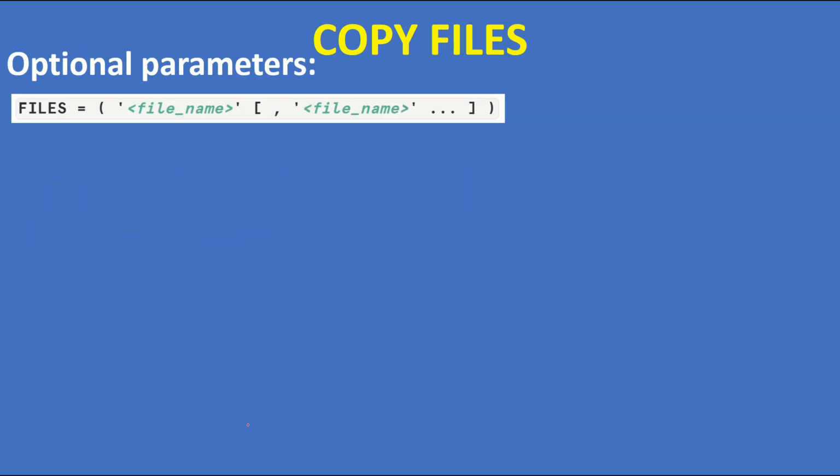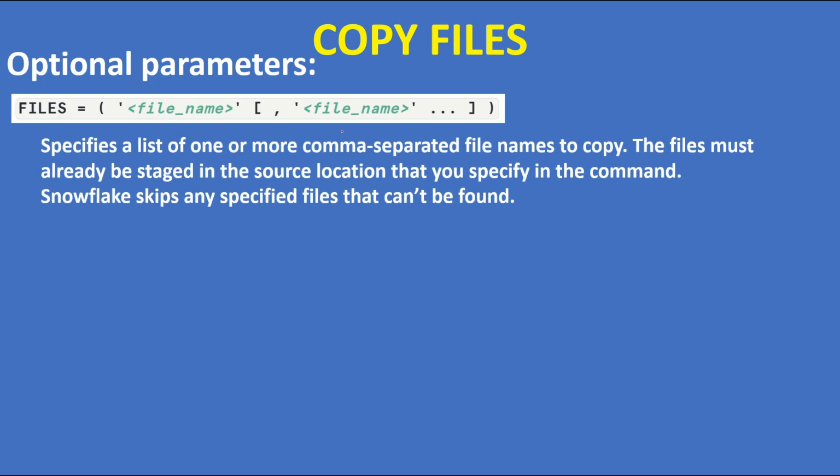Optional parameters. Now, files is an optional parameter. Assume that in your source stage you have more than one file, and out of those you want to copy only some. In that case you can specify them by using the files parameter, along with file1, file2, file3, and so on. It specifies a list of one or more comma separated file names to copy. The files must already be staged in the source location that you specify in the command.